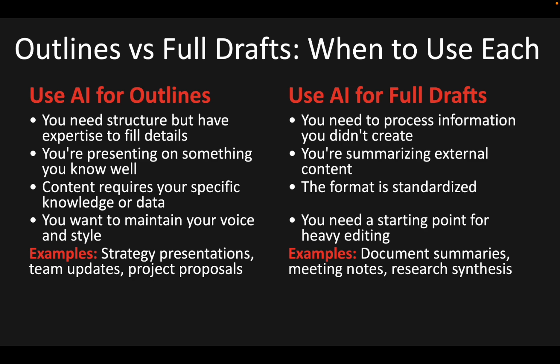You want to use AI for full drafts when you need to process information you didn't create. You're summarizing external content. The format is standardized. You need a starting point for heavy editing. And for example, document summaries, meeting notes, or research synthesis like we just did.